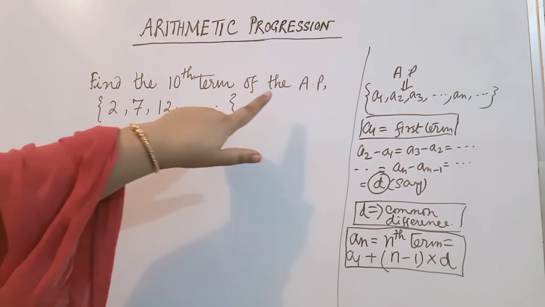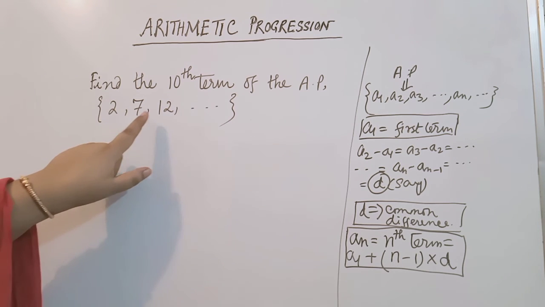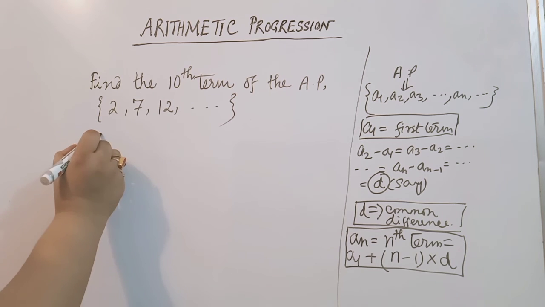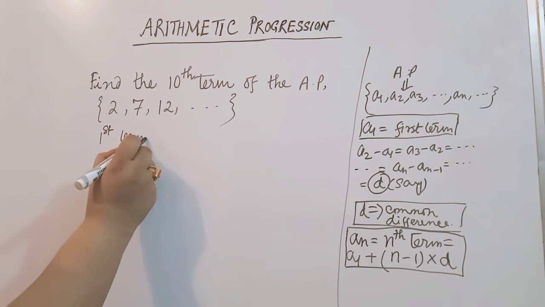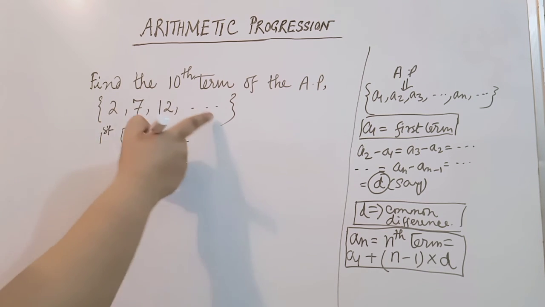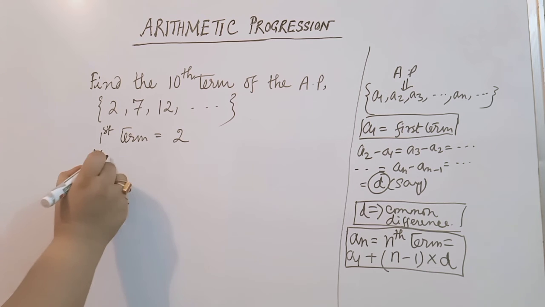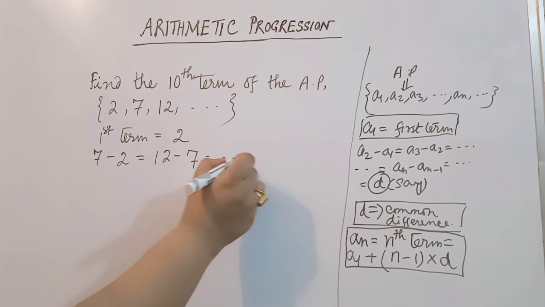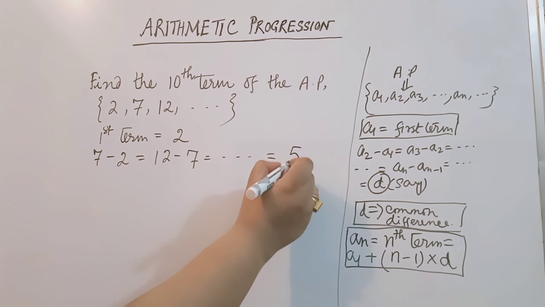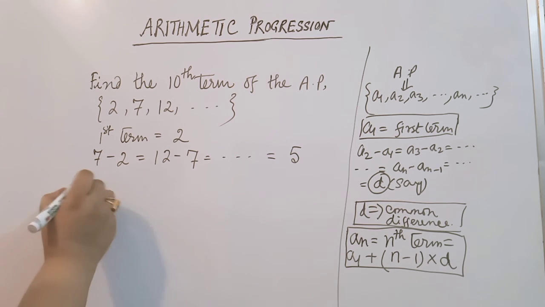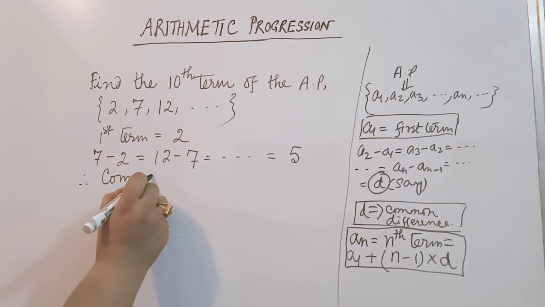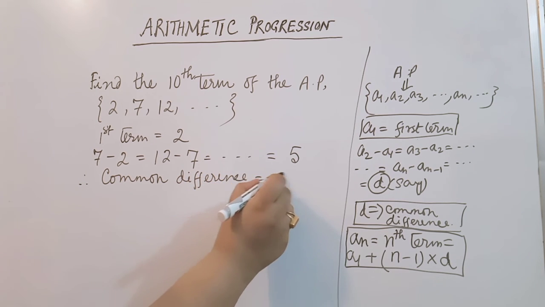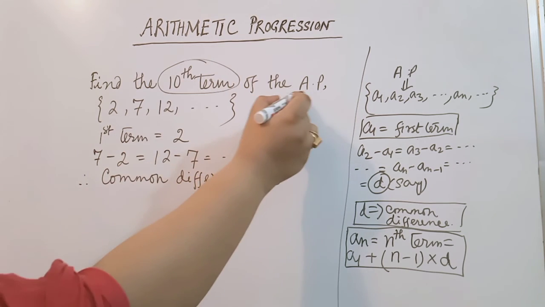Find the 10th term of the AP. Here the given AP is 2, 7, 12 and so on. So here from this AP we get that 2 is the first term. And also following the other terms, we find that 7 minus 2 is equal to 12 minus 7. So all these differences are the same, 5. So here obviously 5 is the common difference. Now we want to get the 10th term of this arithmetic progression.